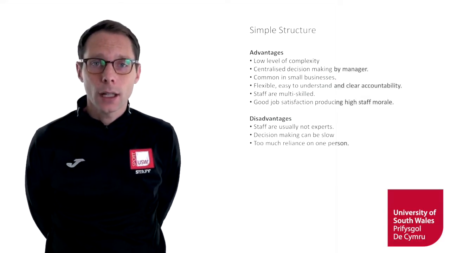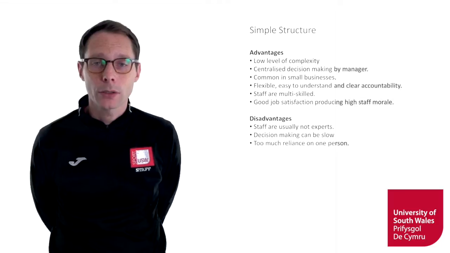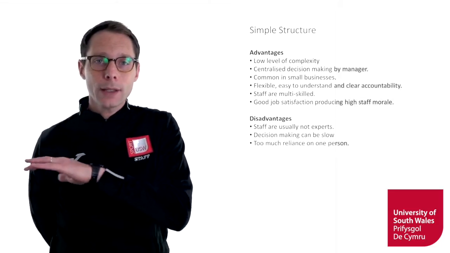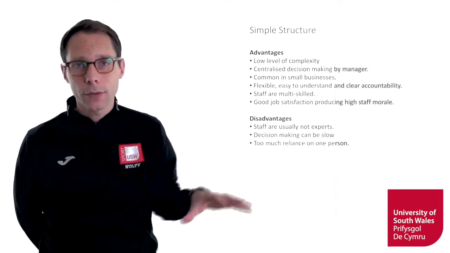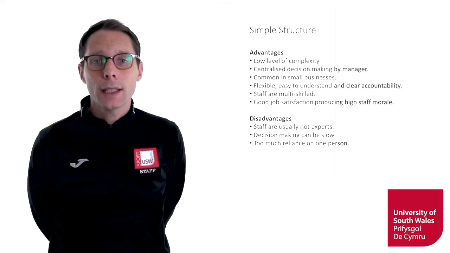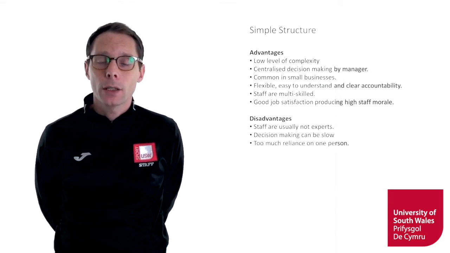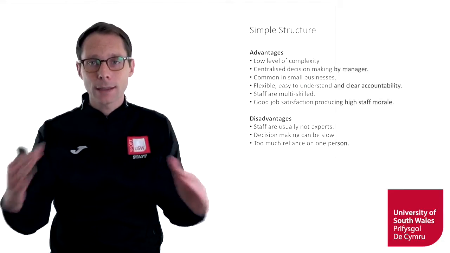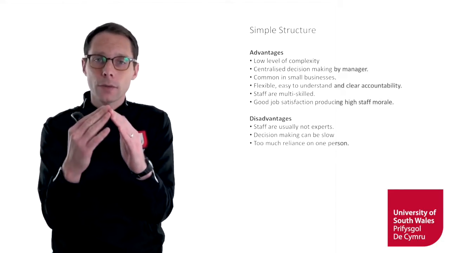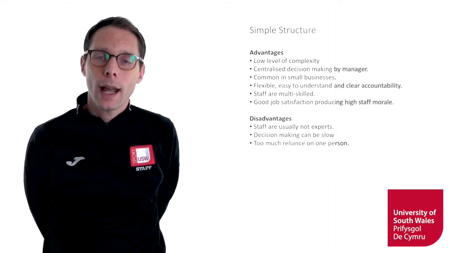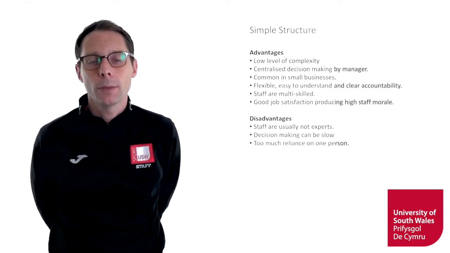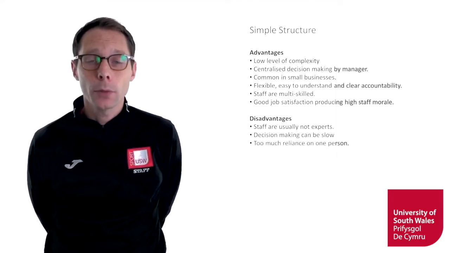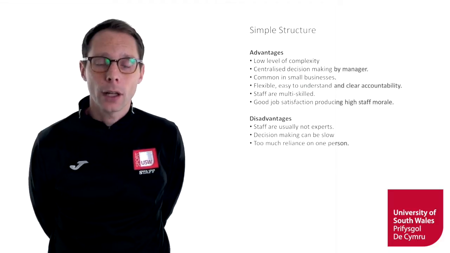The disadvantages are staff are usually not experts, so it's going to be very difficult to have somebody who's multi-skilled and get someone who's an expert in all those different key areas. Decision making can be slow because they're all reporting into one person, and to get the say-so from that one individual, with so many people accountable at the bottom, it's going to be very difficult to get that green light from above. And too much reliance on one person, as highlighted in the chart previously.